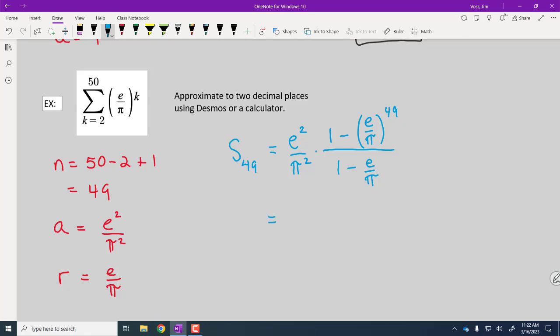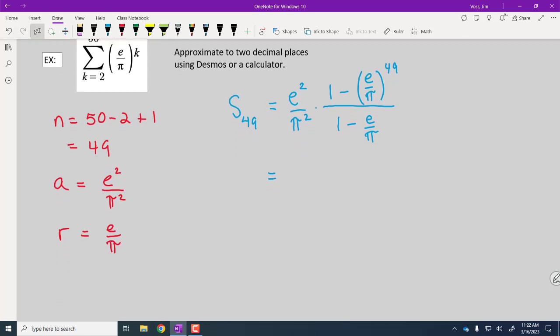Let's do a little bit of simplification here. Let's do a couple of steps of algebra here. So we're going to rewrite this as e to the 49 over pi to the 49, and then 1 minus e over pi. What should we multiply this fraction by? Right here. What should we multiply that by to clear out those little pesky fractions?